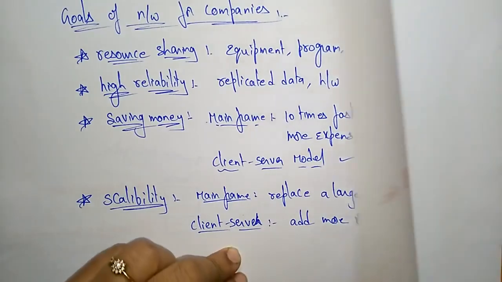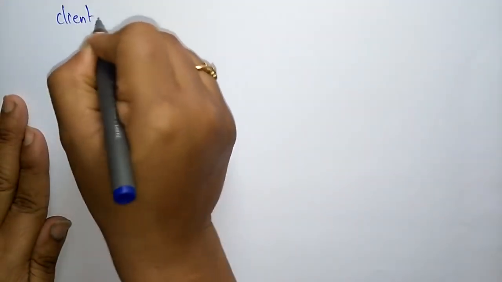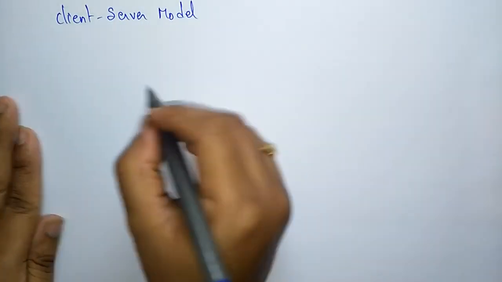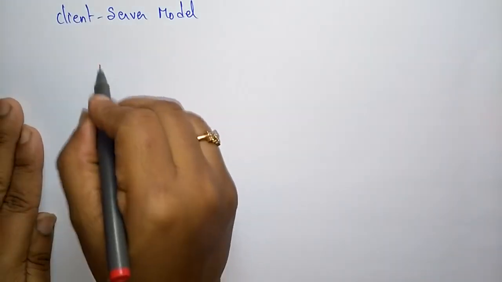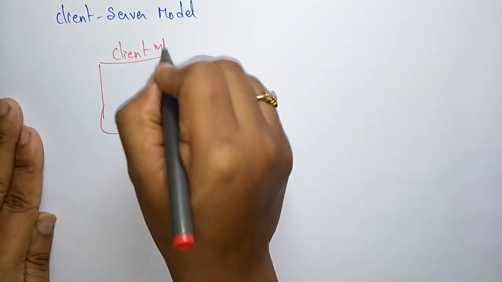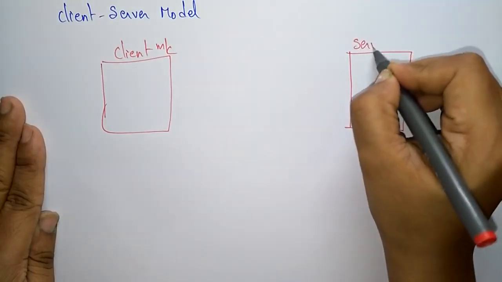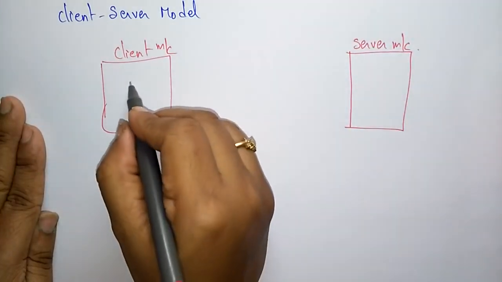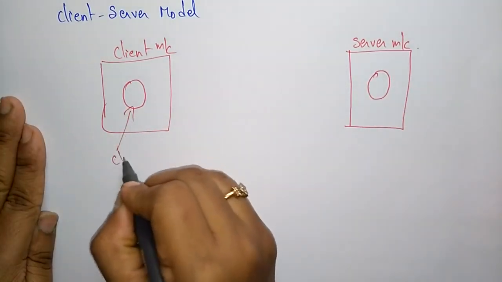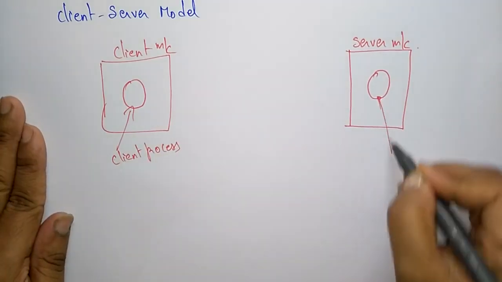Let me give the client server model. Here you can take this as a client machine, and here the server machine. This is a process. The client wants to process, meaning he is requesting something, the client process, and here the server process is there.